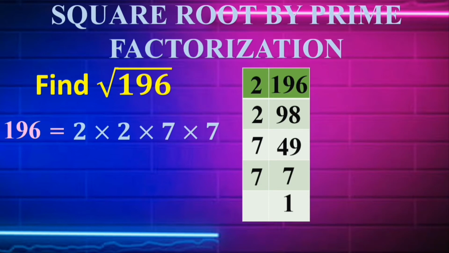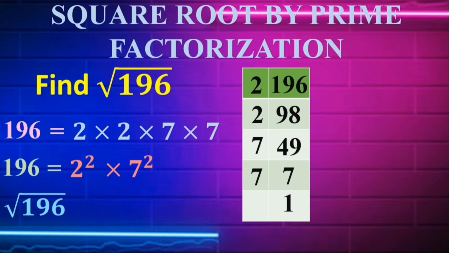Now let's put this in indices, or let's pick it in pairs. Now you see that 2 appeared twice, so we can pick it as a pair. Also, 7 appeared twice. That means it's a pair. When you have numbers appearing twice like that, all you have to do is pick one of it. So 196 can be expressed as 2 square times 7 square. If you have this, then you can just pick one of the numbers.